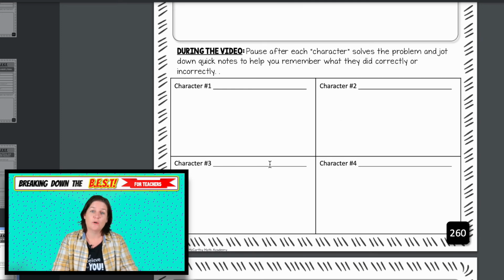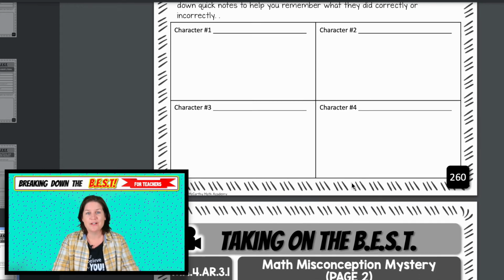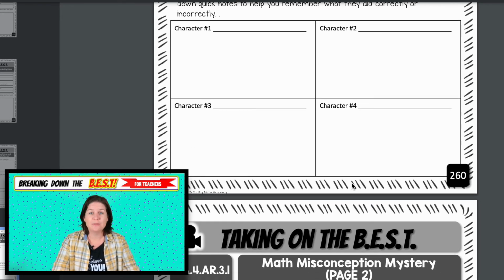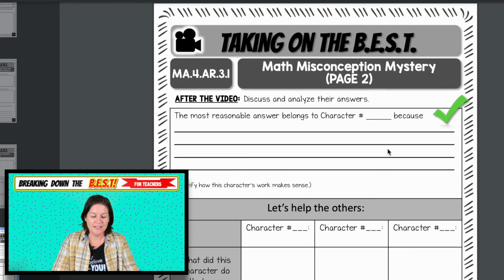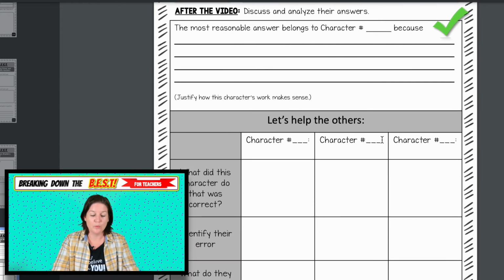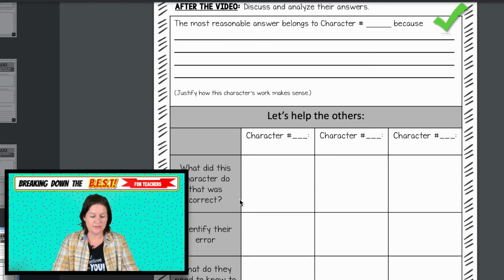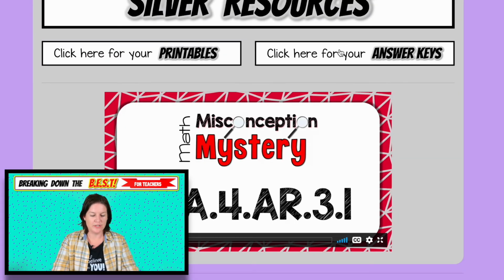Then they'll watch as 4 characters solve the problem, and oh yes, those characters are just me dressed up in silly costumes. 3 of those characters will be incorrect, making a mistake that students commonly make, and only 1 character will provide the correct answer. And then your students will work together to fill out the detective report. Your answer keys are right here for all that too, including my version of the detective report.